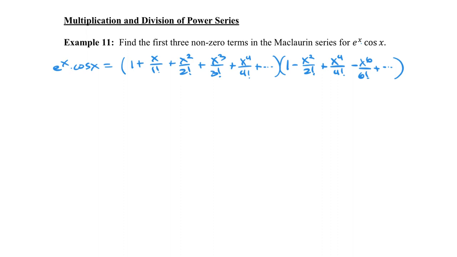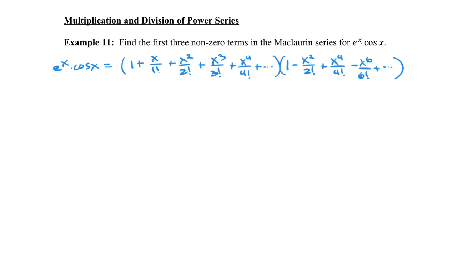So when we multiply these, we just have to make sure we distribute correctly. So I'm just going to start with this 1 and distribute this all the way through. So it'll be 1 times 1, 1 times negative x squared over 2 factorial, 1 times x to the 4th over 4 factorial, and so forth. Then I'm going to go here. Now we only need the first 3 non-zero terms, so I don't have to do this forever. So then I'll do the second term and distribute that through, right? We'll just keep on doing that till it looks like we've got enough terms.